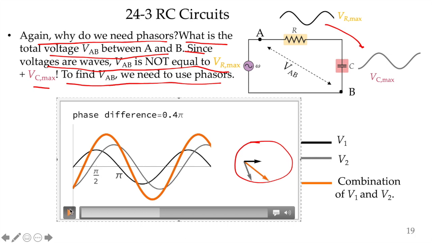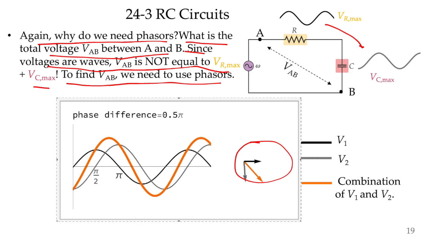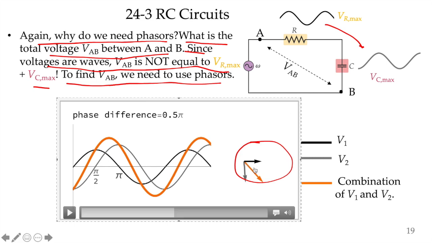And as the phase grows, now at this moment the phase difference is pi over 2. You can see that it is actually 90 degrees between the two, right? The phase difference between them is pi over 2. And the addition of them is shown with this vector, and the length of this vector is actually the maximum value of the orange wave here.